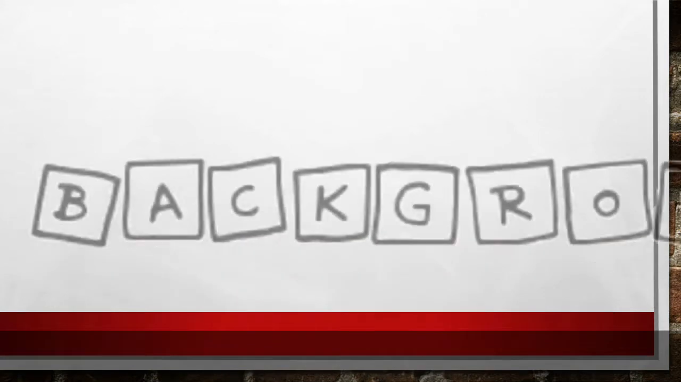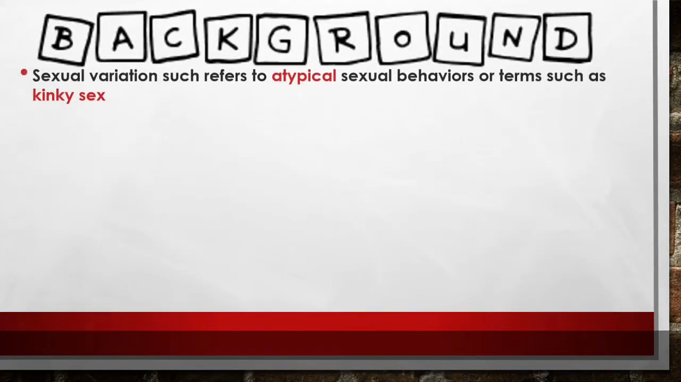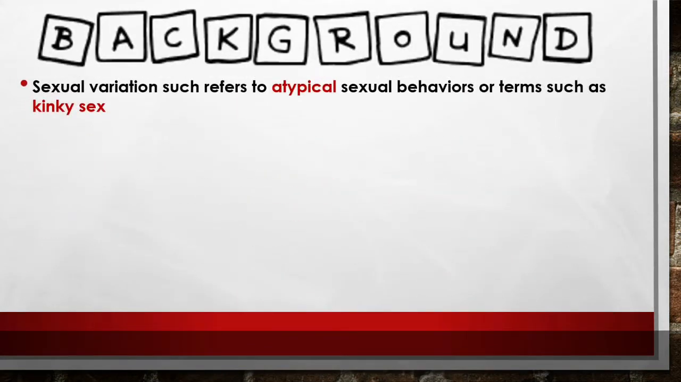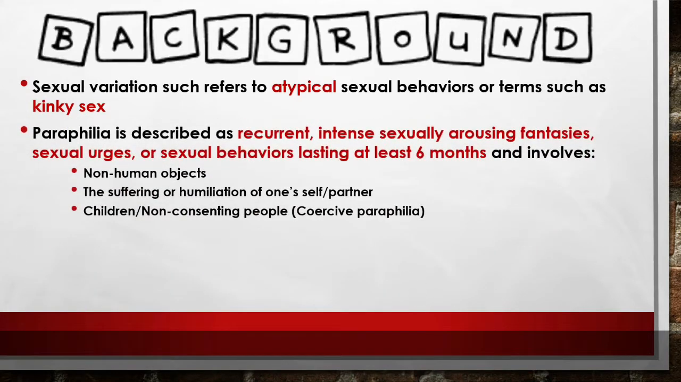So we're going to begin with the background. Non-coercive paraphilias are considered a sexual variation, and sexual variations are generally atypical sexual behaviors or sex that's considered kinky. The definition of paraphilia is recurrent, intense sexually arousing fantasies, sexual urges, or sexual behaviors lasting at least 6 months, and it involves things like non-human objects, the suffering or humiliation of oneself or partner, or children or non-consenting people. That's going to be a coercive paraphilia.